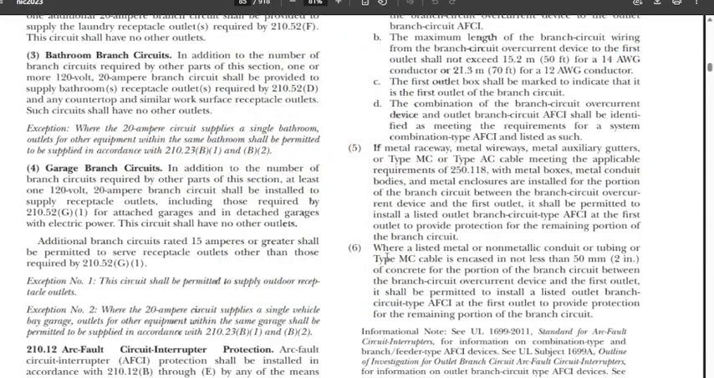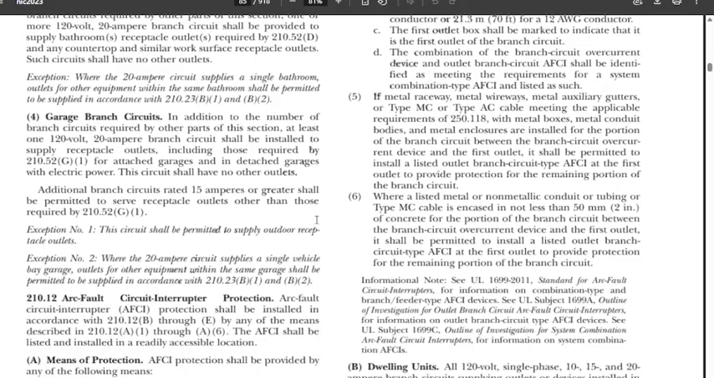Now, what if there's 2 bathrooms? Then each one gets its own breaker. Okay, next one, don't worry about that exception for the bathroom.